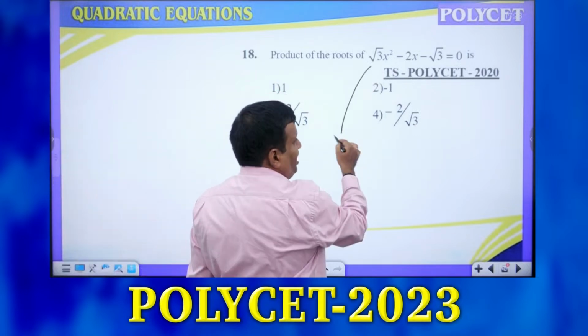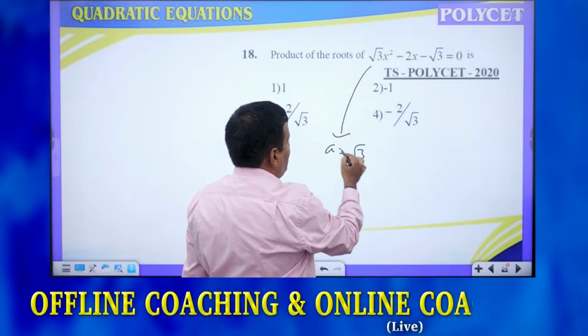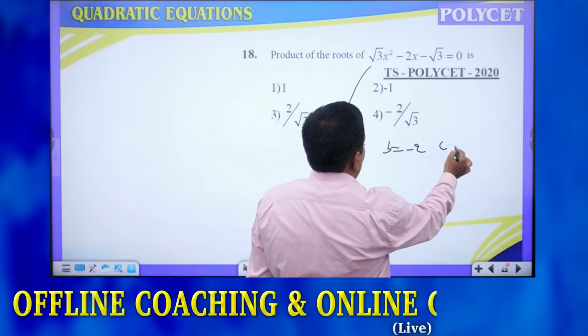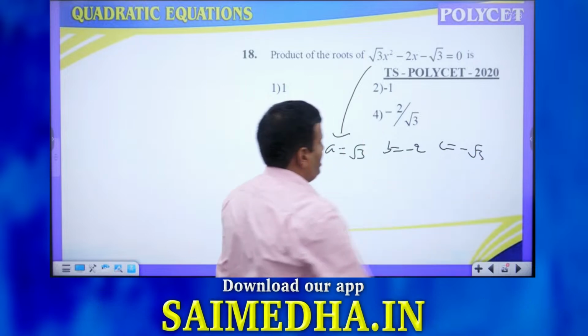Here, what is the a value? A value is root 3. B value is minus 2. C value is minus root 3.